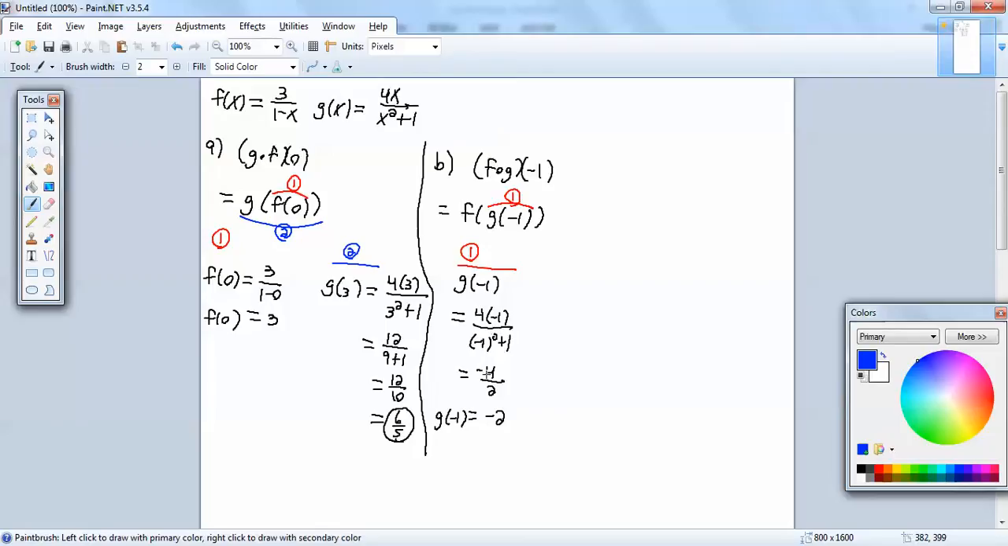Let me double check myself. That's right. So then we'll focus on the outer. We now know g of -1 is equal to -2, so we'll replace the g of -1 here with -2. So we're going to have f of -2. So I'll go to my f of x, and everywhere I have an x, I'll put in parentheses. So I got 3 over 1 minus parentheses, and we're plugging in -2. Negative becomes positive, so we got 1 plus 2. So we got 3 over 3, or your answer is 1.